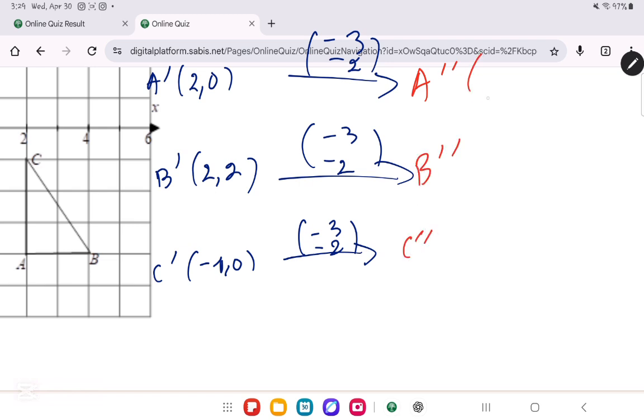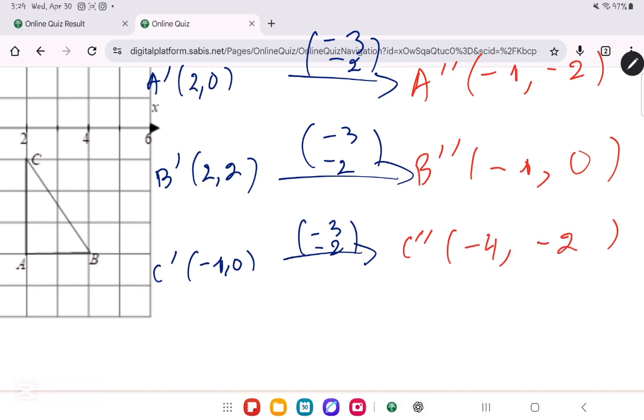So after adding them, for a double prime, it's gonna be 2 minus 3, which is minus 1, and then 0 minus 2, which is minus 2. For the b double prime, it's 2 minus 3, which is minus 1, and then 2 minus 2, which is 0. And then finally, for c double prime, it's gonna be what? It's gonna be minus 1 minus 3, which is minus 4, and then 0 minus 2, which is minus 2.